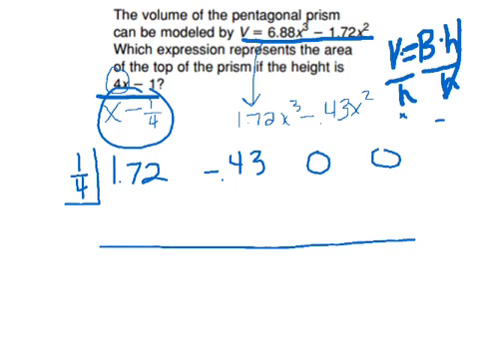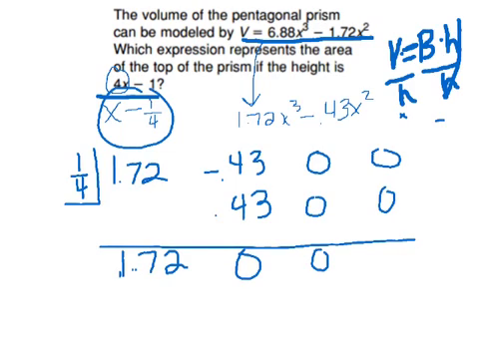So we follow the process. Bring down 1.72. Multiply, that's 0.43. You'll notice here, this is 0. Everything else is now going to be 0. Multiply 0, add 0, and there's no remainder. But the reason this is important is because this tells us how to interpret our answer.